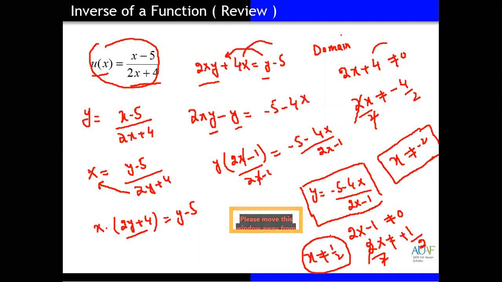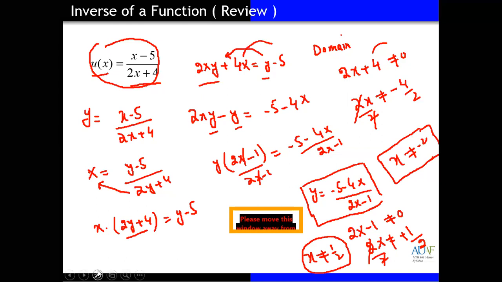So in this way, you can find the range, you can find the domain, and you can find the inverse function. For finding the range of a function, first you need to find the inverse function, then the inverse function's domain is equal to the range of the main function.